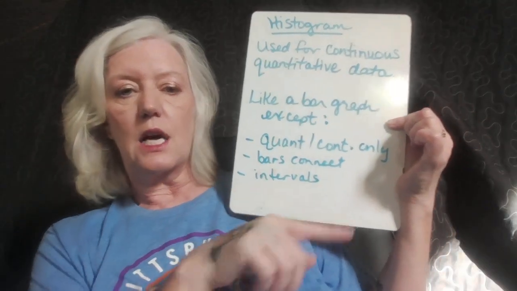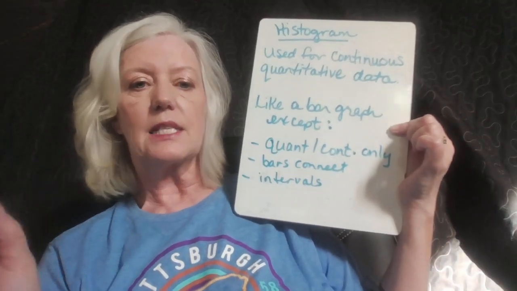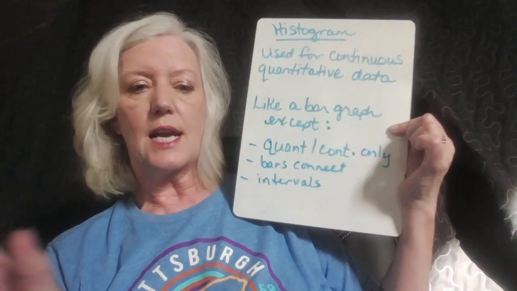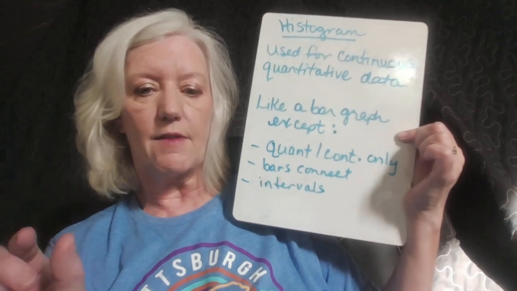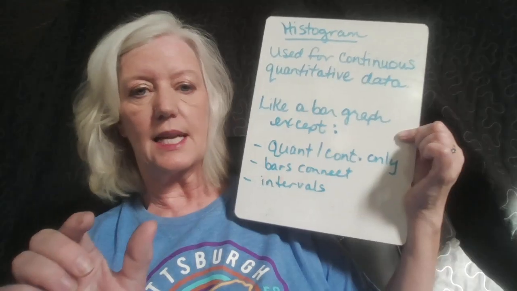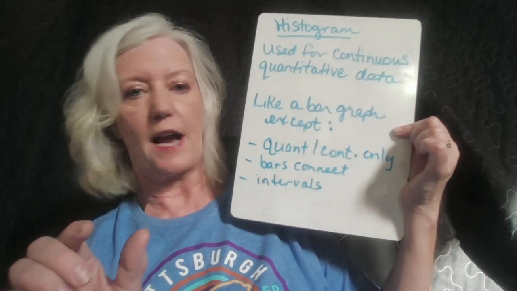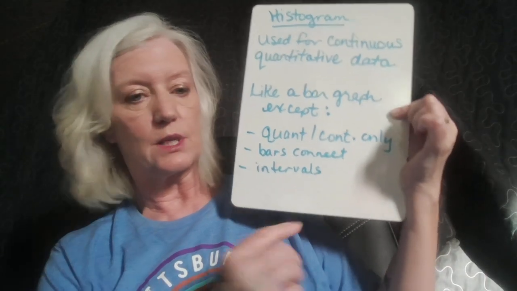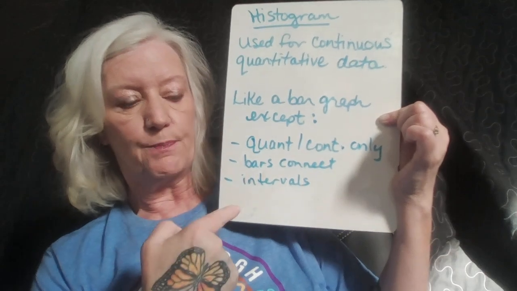Also, along the bottom where you're going to label, it has to be in intervals. We are not saying how many people are 10, how many are 11, how many are 12. We're saying how many are between 10 and 12, because that includes all the decimals and fractions that would be in between those whole numbers. So these are the major differences.